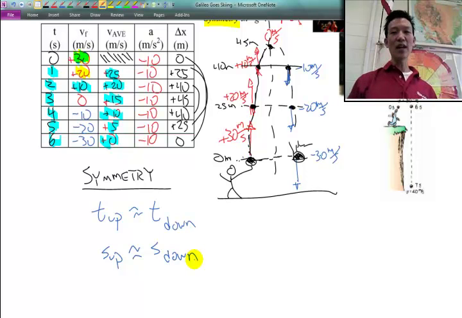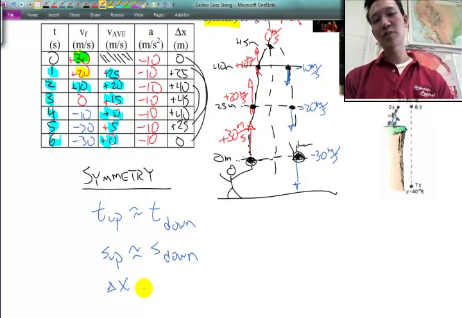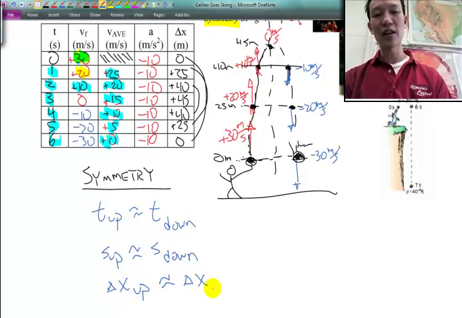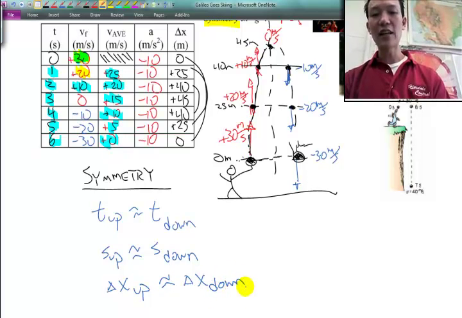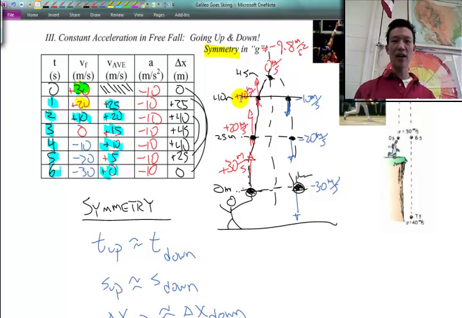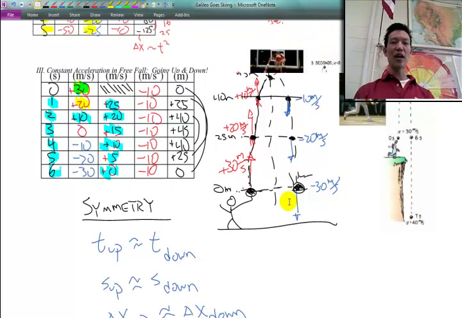Finally, the last thing we can see is it's not really the distances so much, but the displacements. The displacements on the way up are symmetrical to the displacements on the way down. It's not equal, but they're symmetrical about the peak. Notice that it's 25, 40, 45, 40, 25, 0. You see that? There's symmetry there. We can apply that to make our life easier.